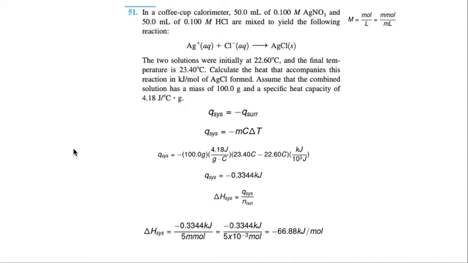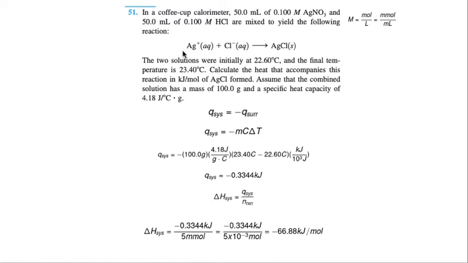51. This is a different type of problem in which we will actually be solving for the change in H for a chemical process. So in a coffee cup calorimeter, 50 mL of 0.1 molar silver nitrate and 50 mL of 0.1 molar HCl are mixed to yield the following reaction.